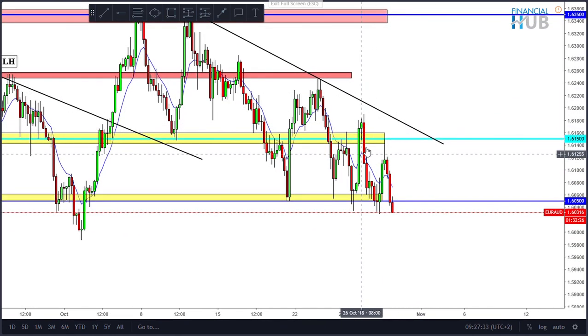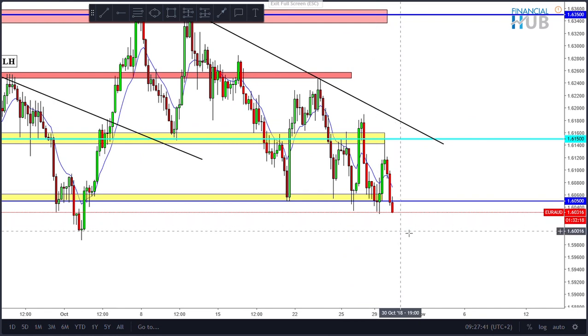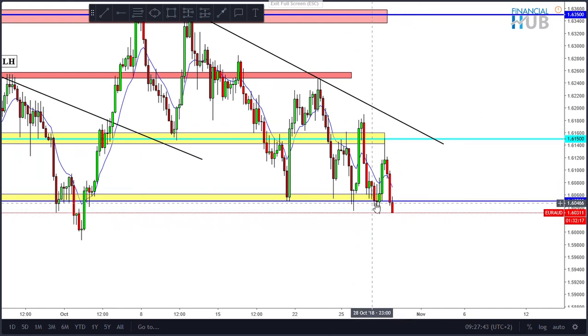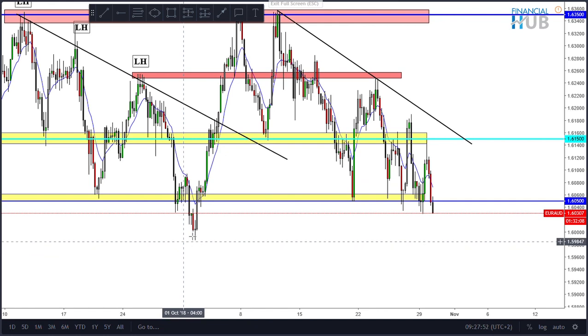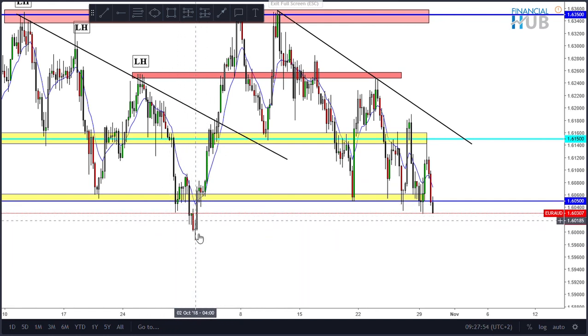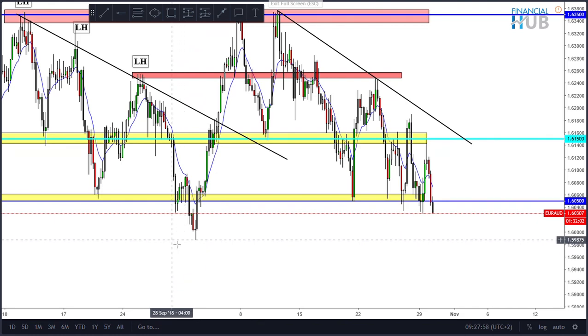We dropped below our monthly support at 1.6150, came back down, and retested it twice. The market seems to be gaining momentum to the downside, and we're still dropping further. As you can see, we're dropping below another minor support level, but we're going to target our previous higher low level, which is just around the 1.600 level.